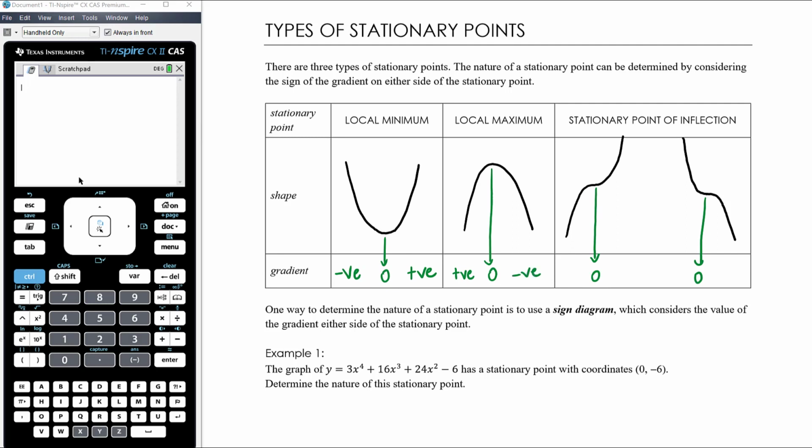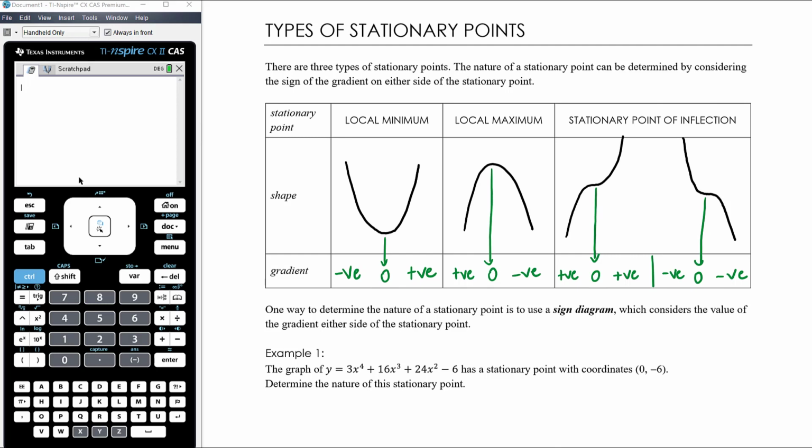When we have a stationary point of inflection, it's the same sign of gradient either side of the point of zero gradient. So the example on the left here, we've got a positive gradient, then zero gradient, and then positive gradient again. On the second example, we've got negative gradient, then zero gradient, and then negative gradient again.